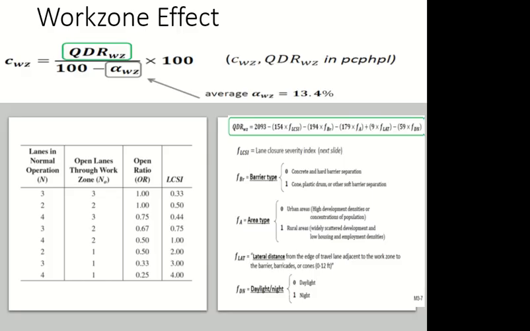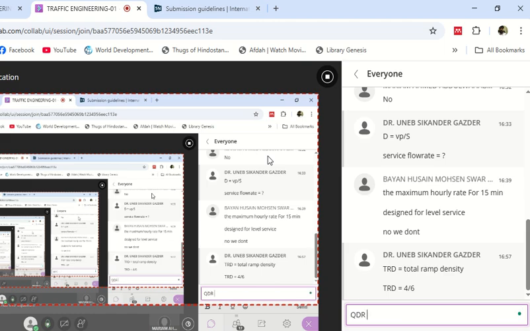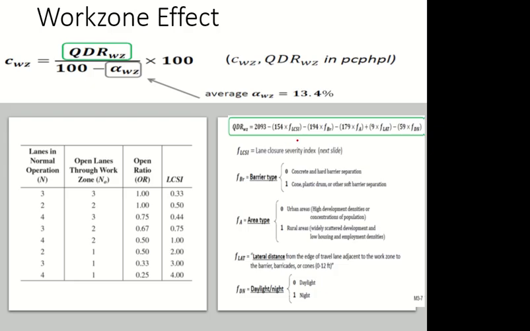Okay, so you start with the capacity of the work zone. So this one, alpha is fixed at 13.4%, according to the manual. QDR we have to find out. QDR has this equation. The first one is SCSI. I need to use this table now.